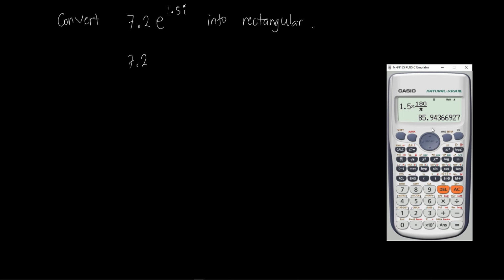So, we have 85.944. So, himo siya og 7.2 angle 85.944 degrees. Okay, mao na siya ang polar form. Next is i-convert na siya into rectangular form.